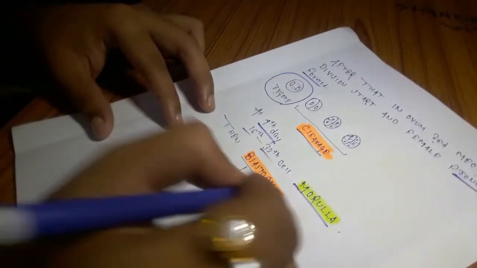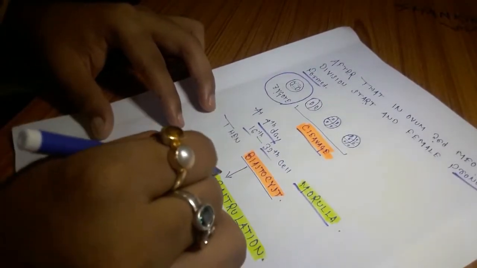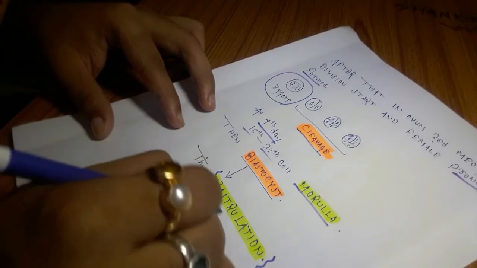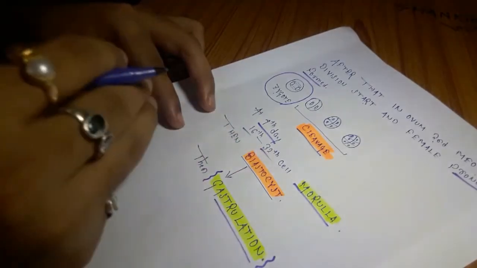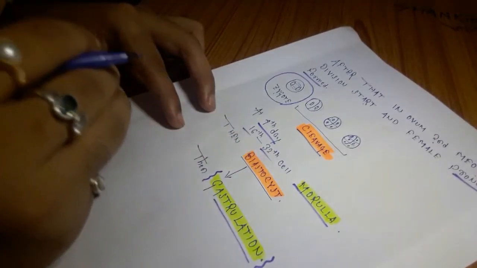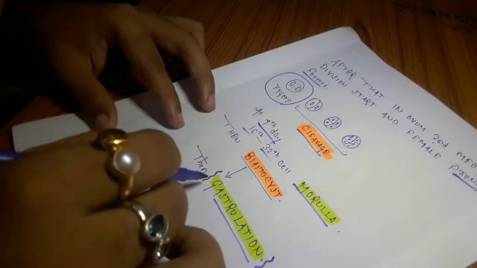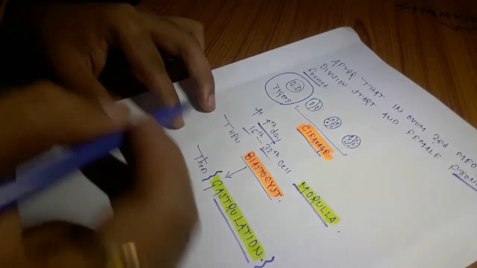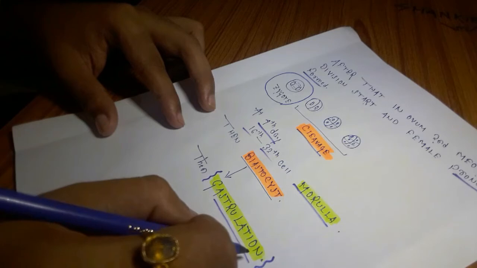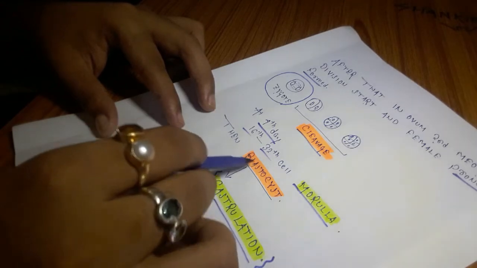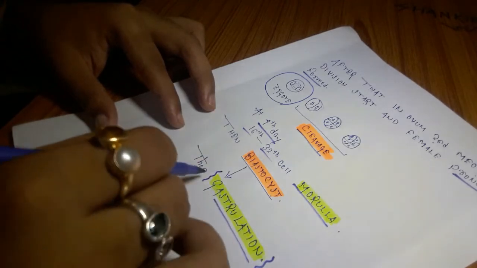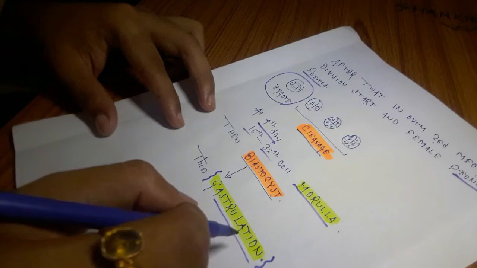After the production of the blastocyst, the process of gastrulation starts. What is gastrulation? Gastrulation is the production of the three layers of our body: ectoderm, mesoderm, and endoderm. The production of the three major layers of our body is called gastrulation. This starts after the production of the blastocyst. I will make another video on gastrulation in some days.